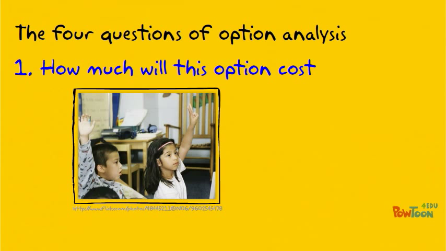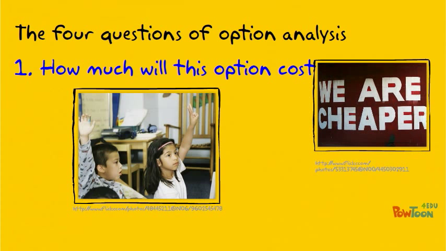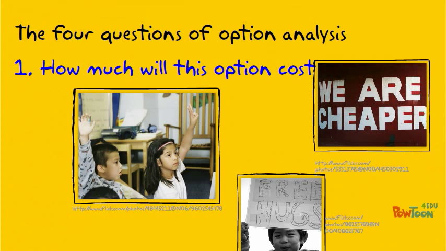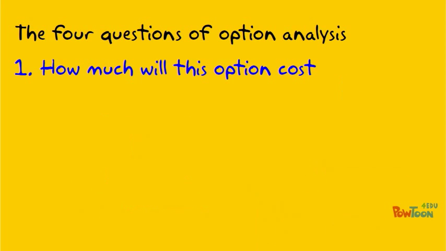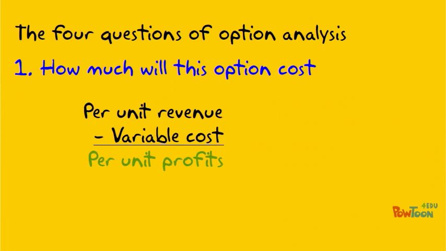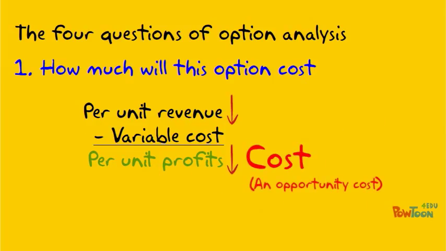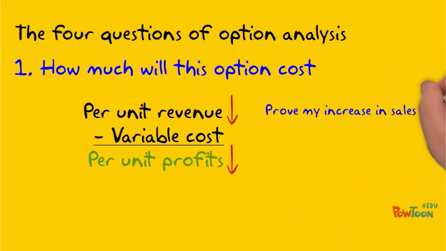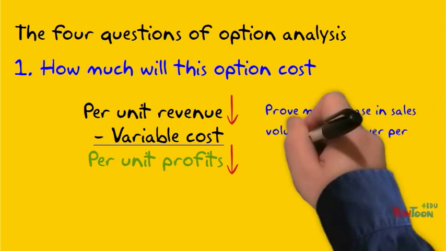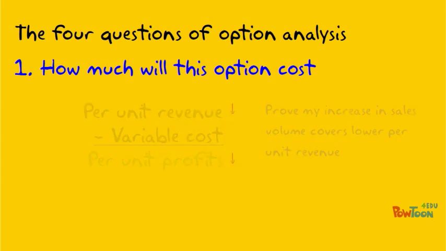Oh, but teacher, a company could reduce the price of its product to attract new customers. That won't cost them anything. To this, I reply, balderdash. By reducing price, I earn less revenue per unit sale. That loss in per unit revenue is a cost. Figure out that cost. Lowering price only makes sense if you can prove to me my increased sales volume will cover my lower per unit revenue.